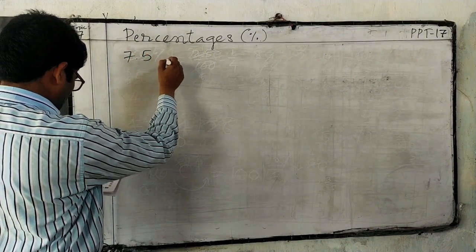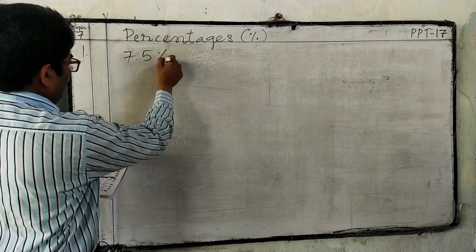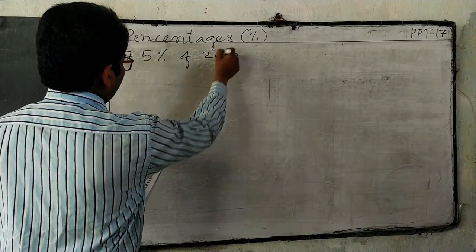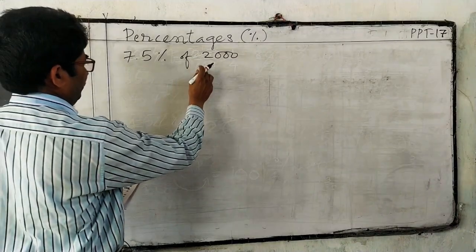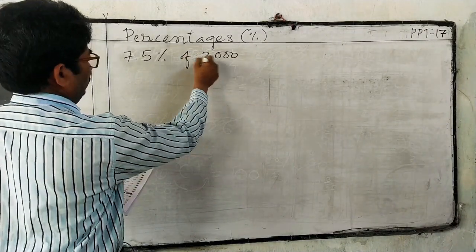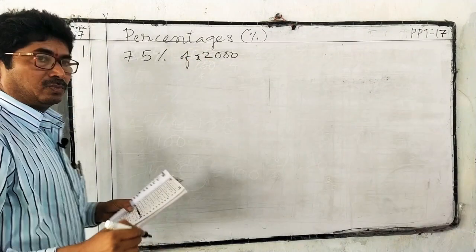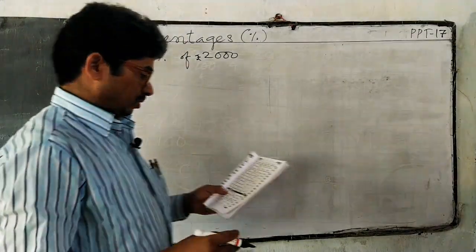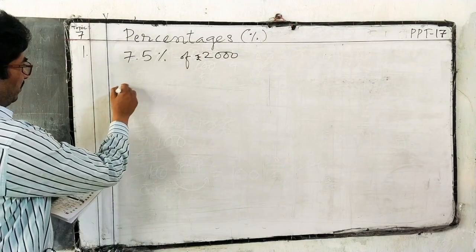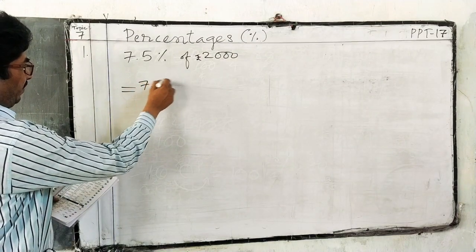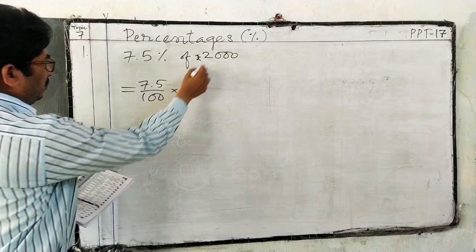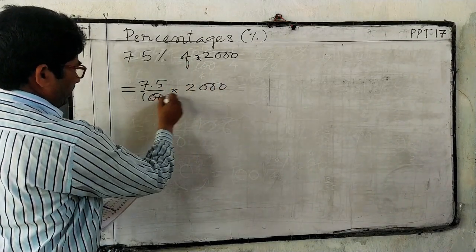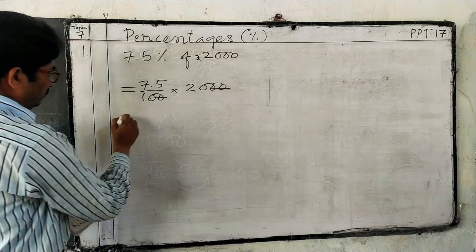7.5% of 2000. These are rupees, 2000 rupees. 7.5 by 100 into 2000, or we can cancel these two zeros.